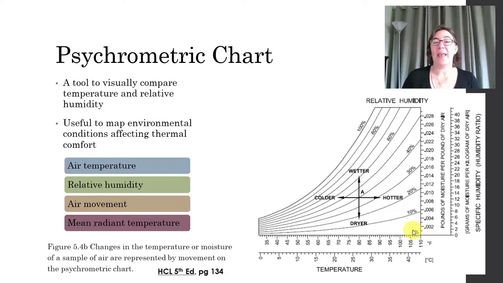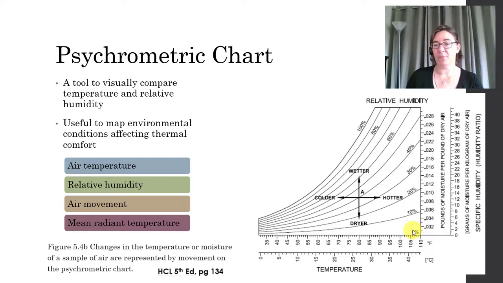So what is a psychrometric chart? And everybody go ahead and say that word right now. Psychrometric. All right. It is a tool to visually compare temperature and relative humidity. That's all it is. All right, don't get overwhelmed. It looks a little confusing, but all you're doing is comparing temperature and relative humidity. It's useful because we use it to map those environmental conditions that affect thermal comfort.